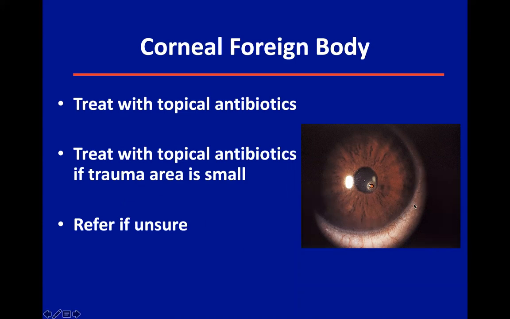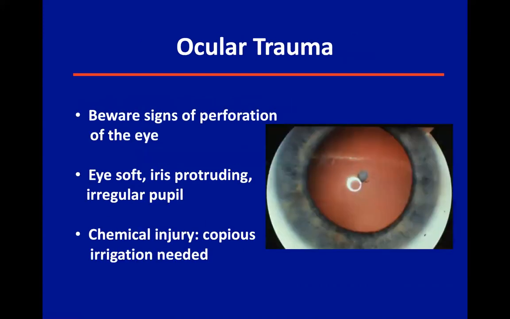Usually we can treat it with topical antibiotics if the trauma area is small, and refer if unsure. Of course, you do have to refer these patients to an ophthalmologist because I do have to remove this. Again, the ocular trauma can cause a red eye. So beware of signs of a perforation of the eye. The eye can be soft, iris protruding with an irregular pupil, and then chemical injuries also cause ocular trauma where copious irrigation is needed.